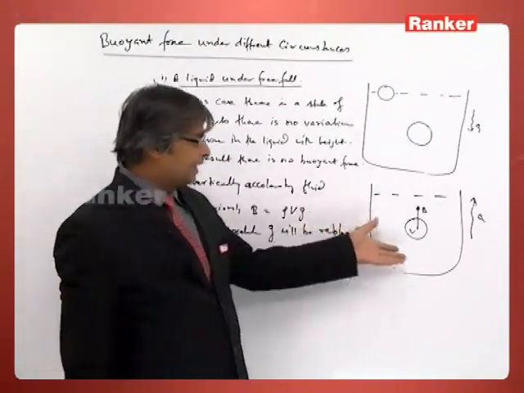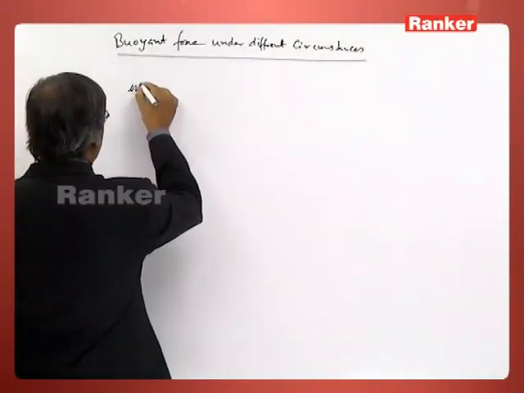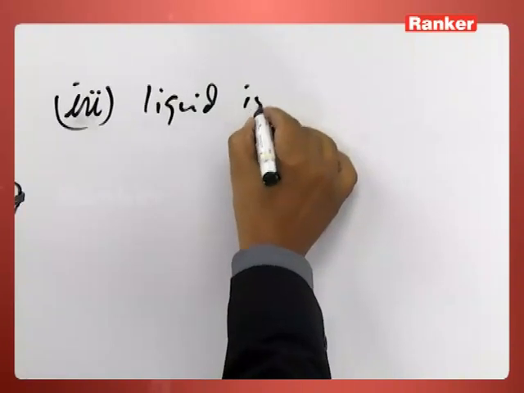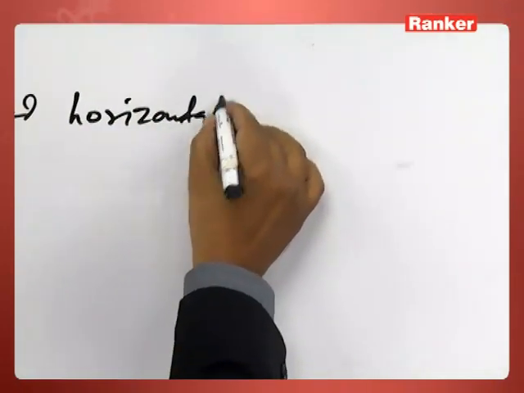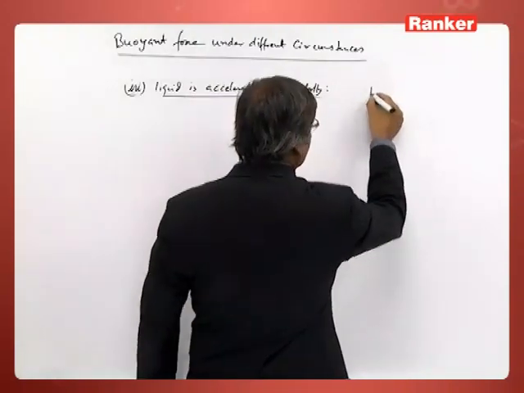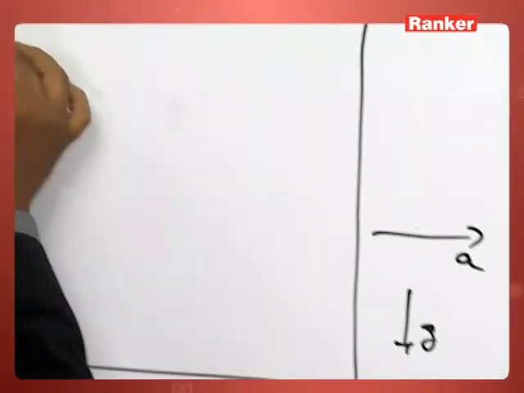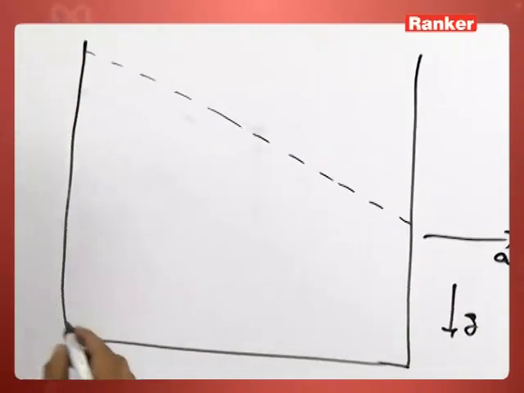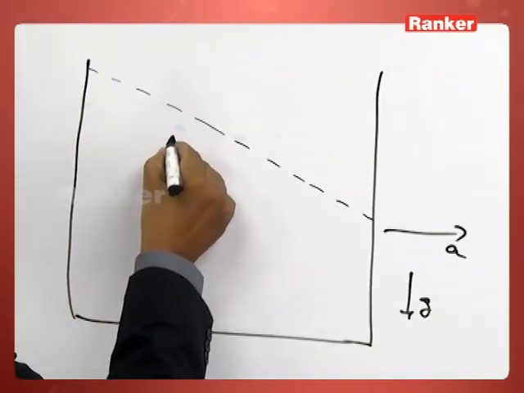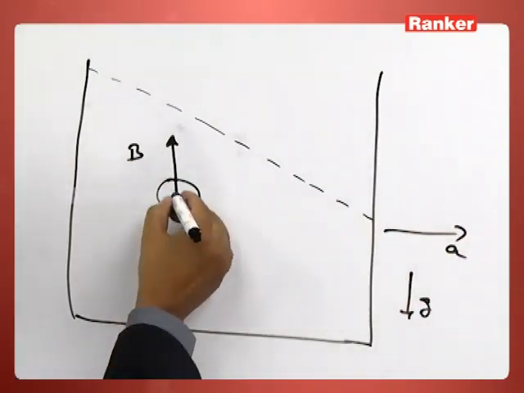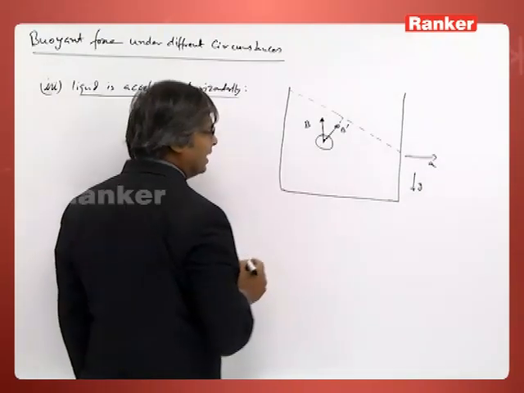Now we will see if the liquid is accelerated horizontally. Take up the third case where the liquid is accelerated horizontally. So here, this is the liquid and you have given acceleration A, it is already g. You can see the free surface of the liquid is like this, and this is a body which was immersed. Previously the buoyant force was B in the absence of A, but in the presence of A the free surface is this, so buoyant force B dash will be like this.